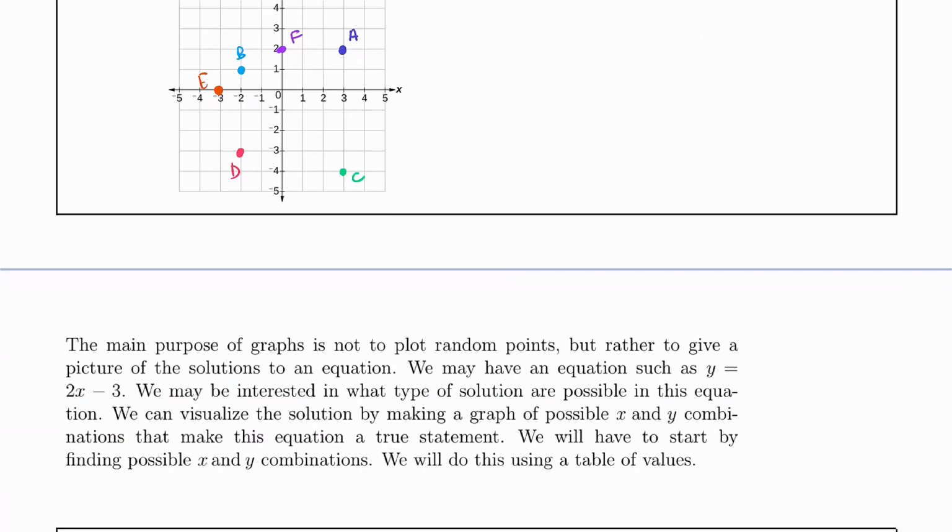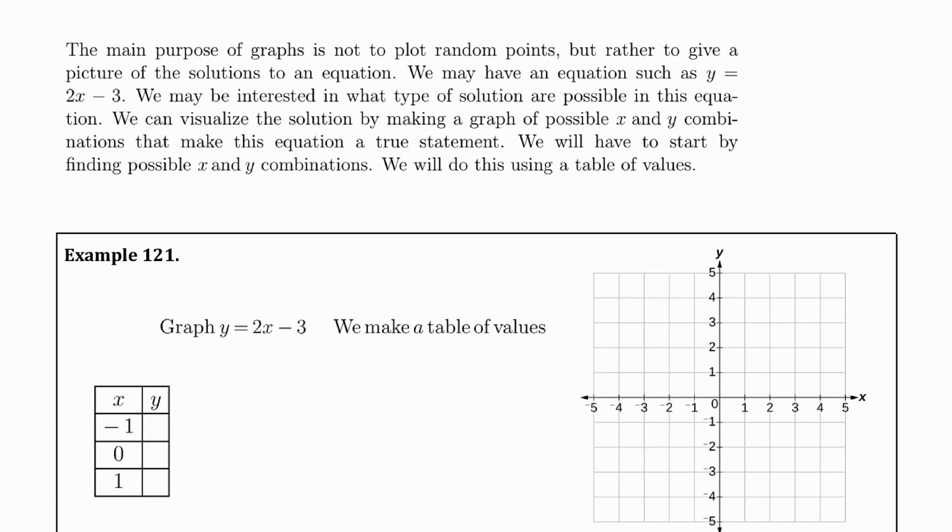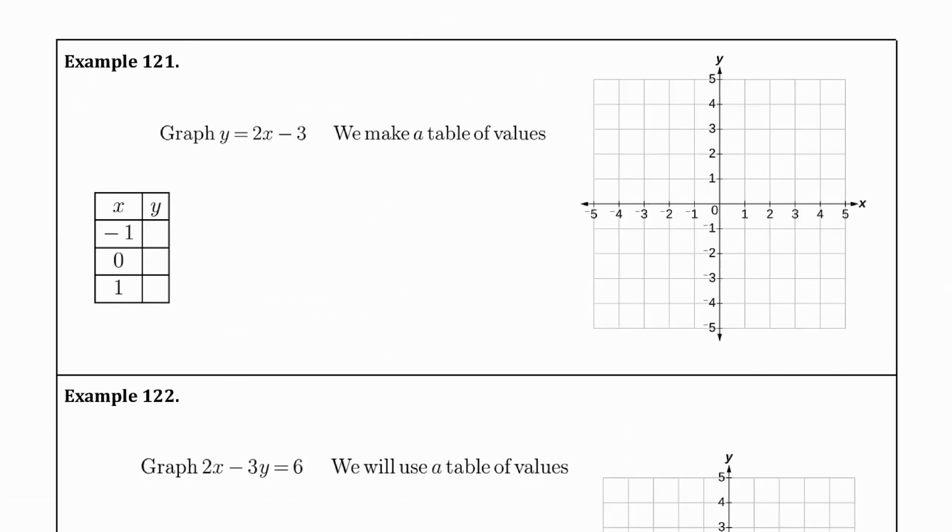Okay, now let's use that, because usually when we're talking about graphs, we're not just plotting a bunch of random points on there. We're plotting some kind of graph or some kind of function. In this unit, we're going to see some linear functions. We're going to be graphing some lines. So let's look at example 121. We're given an equation, y equals 2x minus 3, and we're told to graph that. We're going to make a table of values. This right here is our table of values that we're going to use to help us graph this.